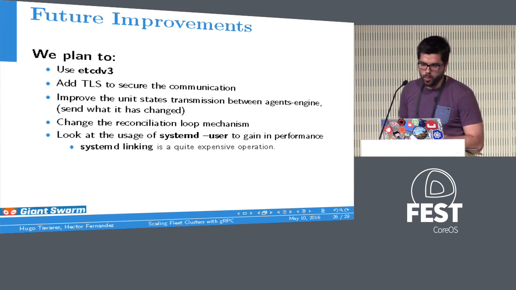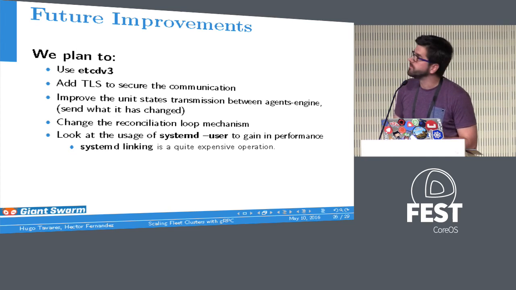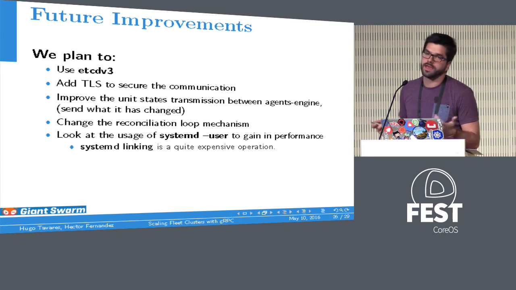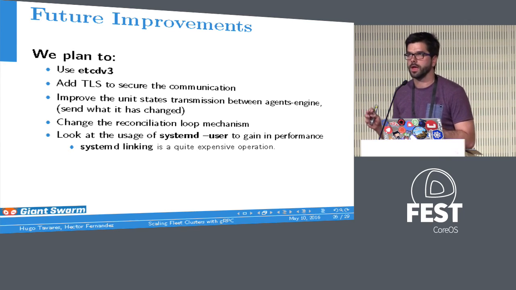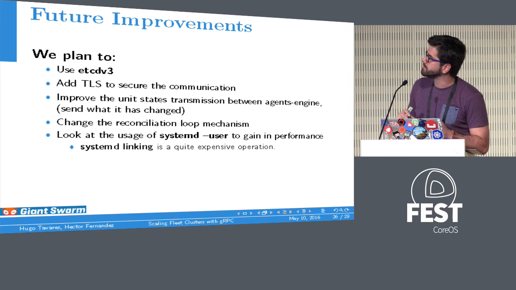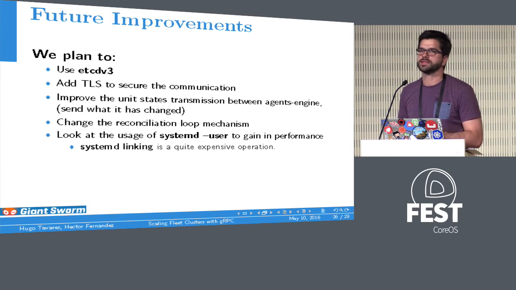Future improvements. So well, what we would like to add, what we would like to push forward. We want to use etcd v3 with gRPC. Obviously, we are still using etcd for storage, as I said, and persistent storage. We want it as fast as possible and reliable. And we would like to add TLS to add some security there. Improve the way fleet currently transfers the unit state between the agents and the engine. And change the reconciliation loop, which, as I said, was the one that tried to get the desired state of the cluster.